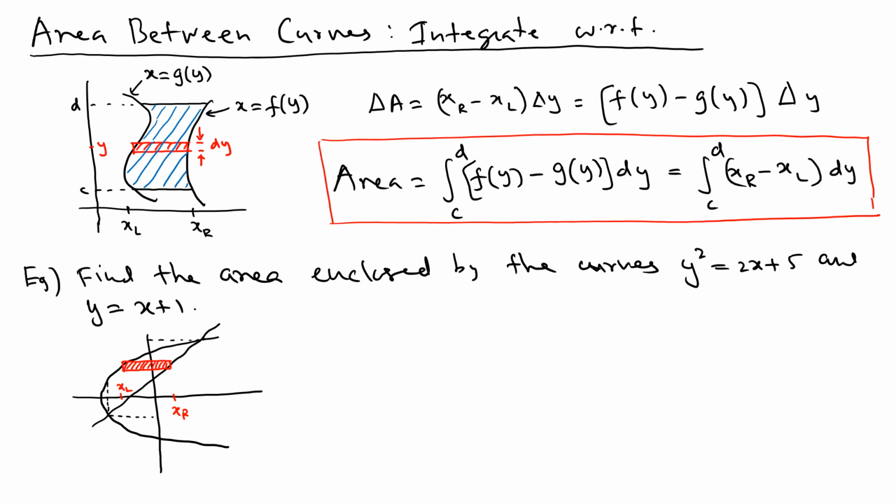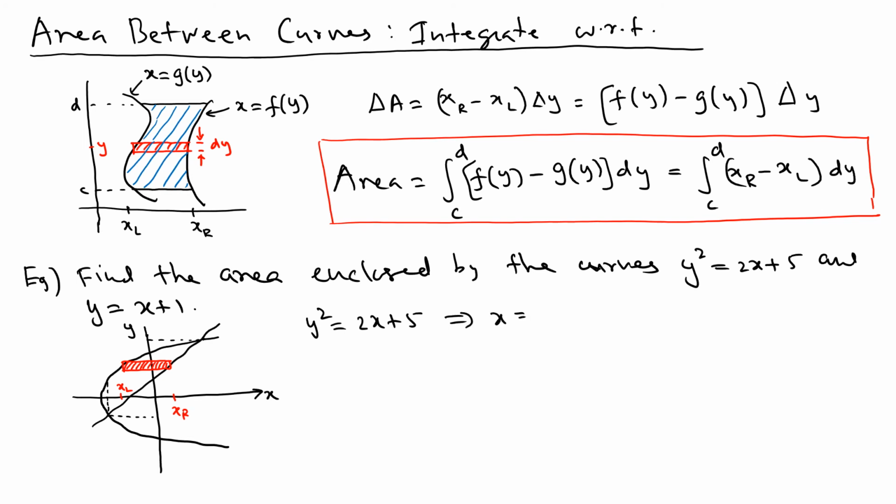So it's the same thing as before, but now we need the limits in the y direction. For that, the first thing we do is solve for x. So we have y squared equal to x plus 5, and we're going to solve for x.